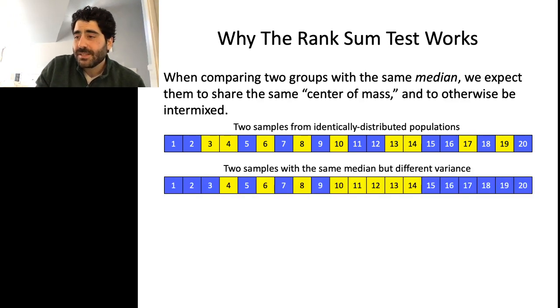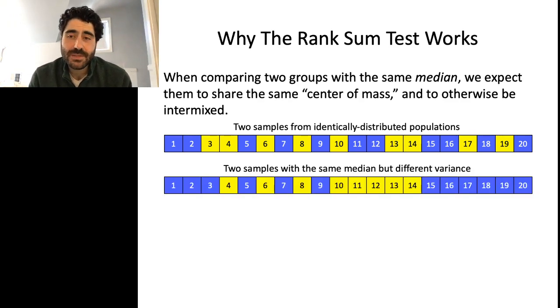You could also get something like this. If we had two samples from populations with the same median but different variance, you could get something where the blue values tend to be either really small or really big, but still in this case, the ranks are centered around about the same value. It's still the case that the average rank of the blues and the average rank of the yellows is about the same.